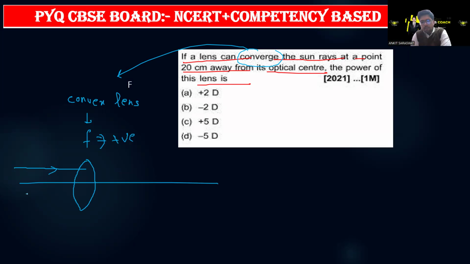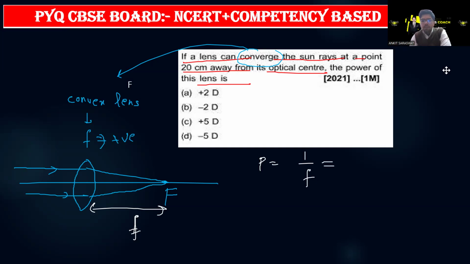The sun rays are coming parallel. So where are they going to meet? Actually at the focus. So this is the focal length. The image will be formed at the focus, highly diminished, real and inverted. Okay, so power will be 1 upon f.